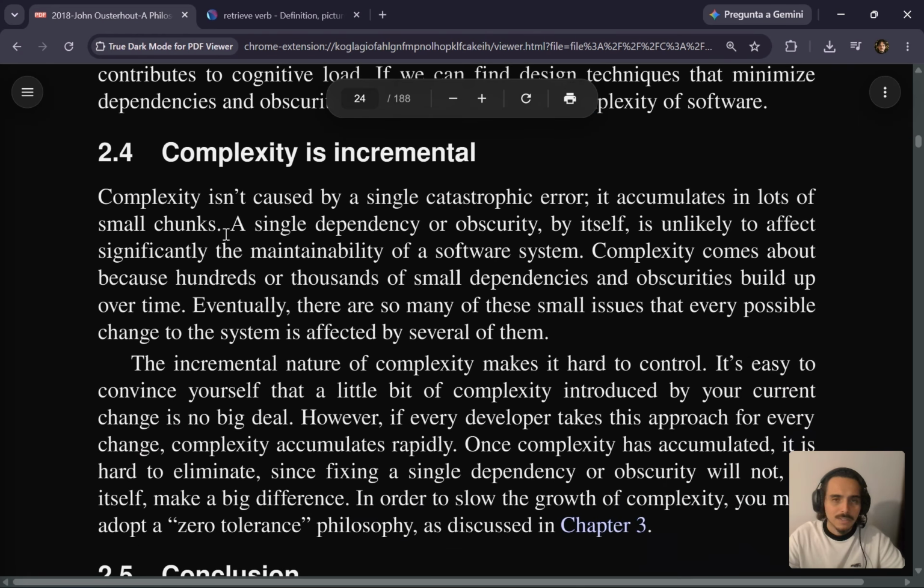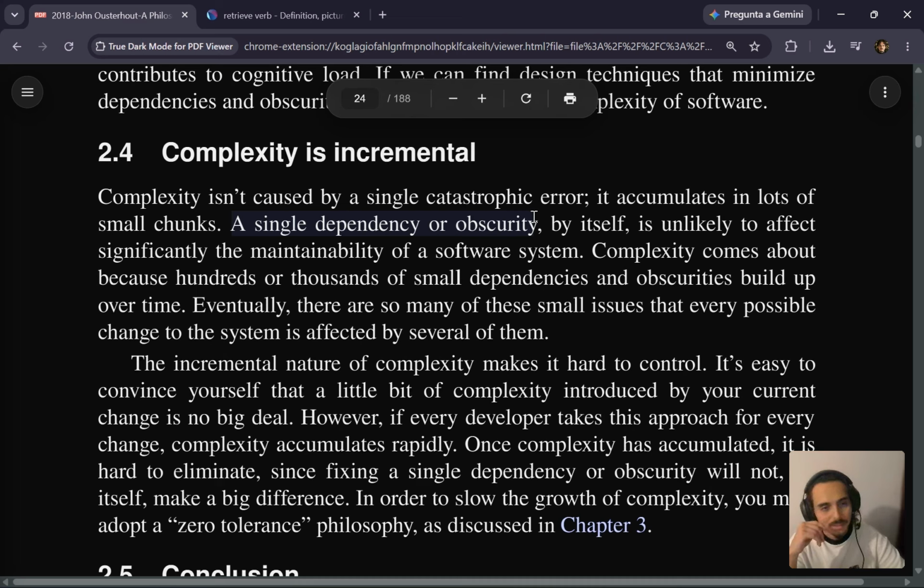Okay. Complexity is incremental. Complexity isn't caused by a single catastrophic error. It accumulates in lots of small chunks. So I think this is the worst part of complexity. It's like habits in life. It's the small, day-by-day little additions you make. It's dangerous because it will accumulate silently, one day at a time.